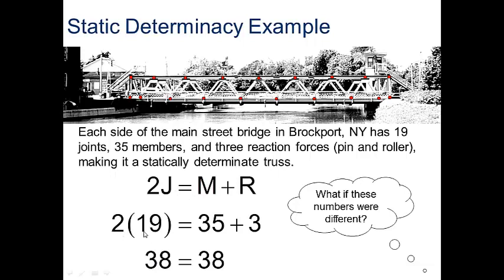So again, 2 times 19 gives us 38. 35 members plus 3 reaction forces gives us 38. If the numbers were different, what that means is that I can't mathematically solve for that truss.